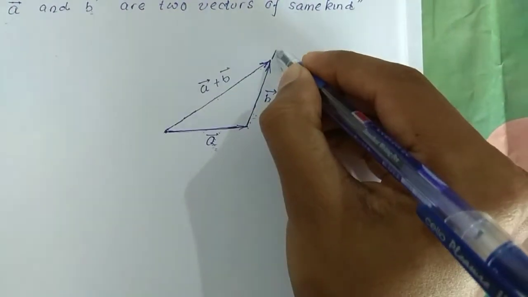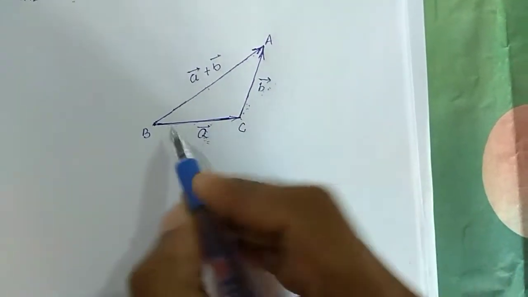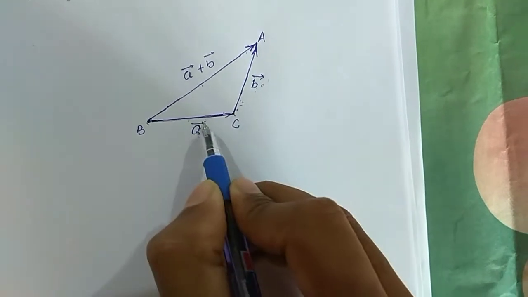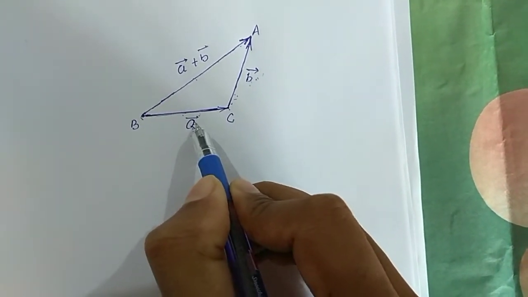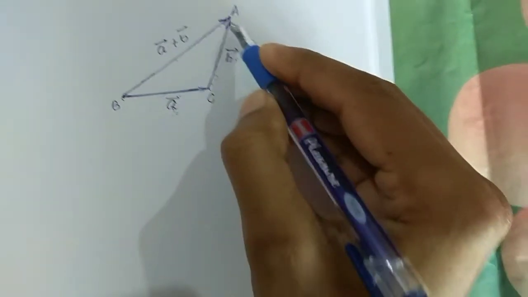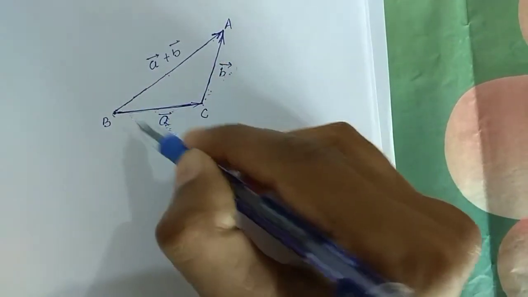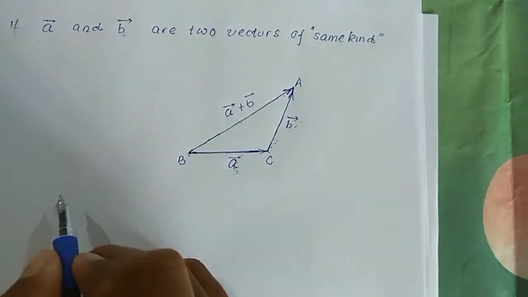If ABC is a triangle, then BC is the geometrical length, and its magnitude is the physical length of vector A, or side BC. So on and so forth. It is also the same for these two vectors.